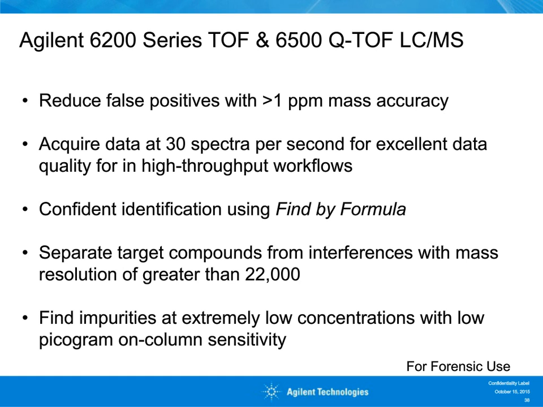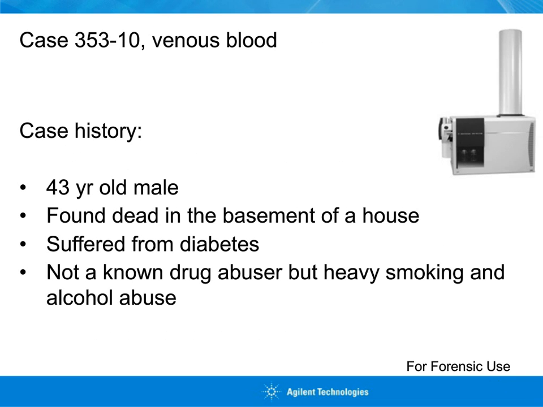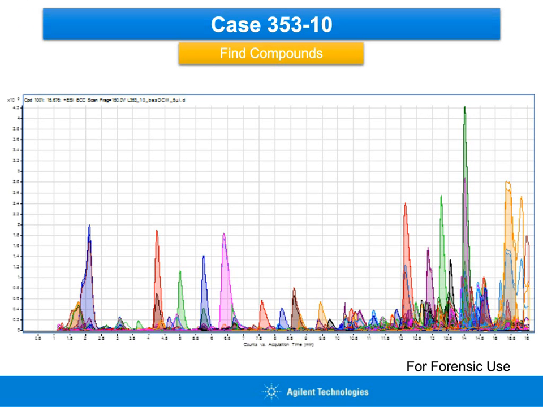So here's an example of a case study. This was a 43-year-old male who was found dead in the basement of a home, suffered from diabetes, not a known drug abuser, but a history of heavy smoking and alcohol abuse. A sample of venous blood was collected and sent to the laboratory and run on a QTOF instrument, an LC quadrupole time-of-flight instrument. Here's what the mass spectrum looks like.